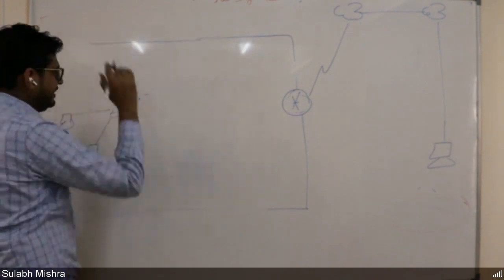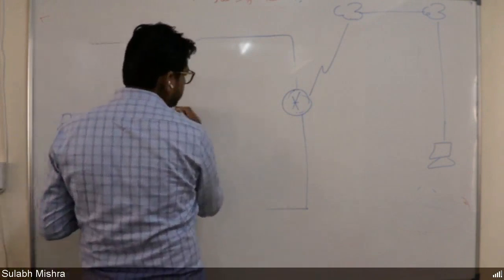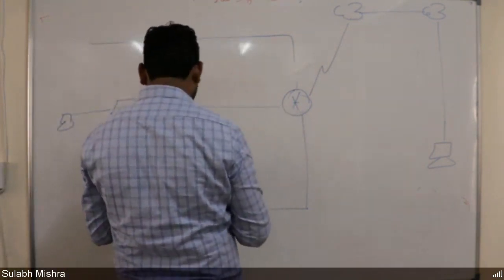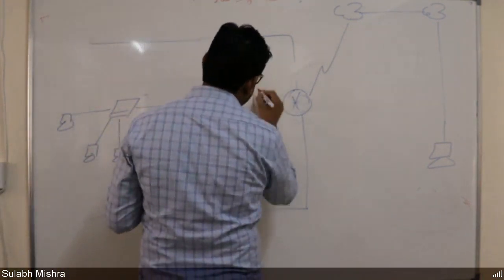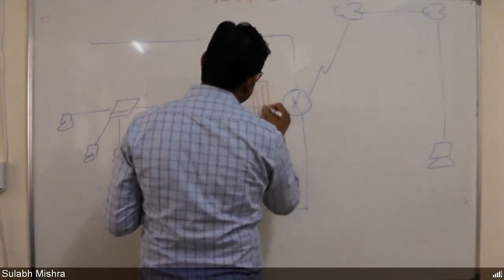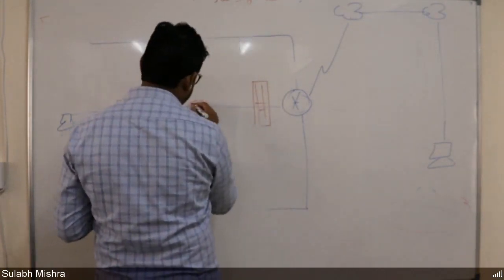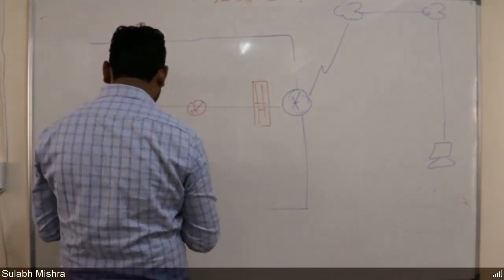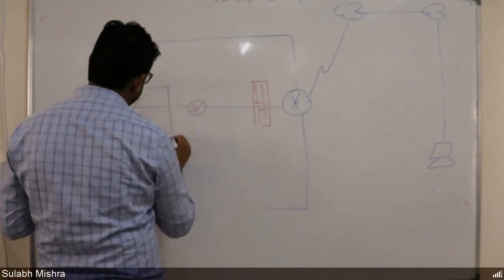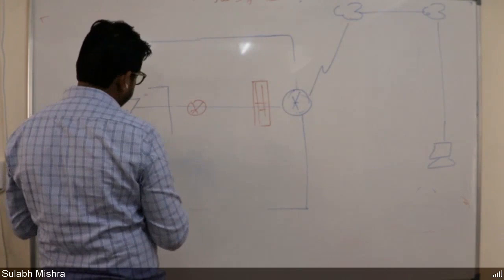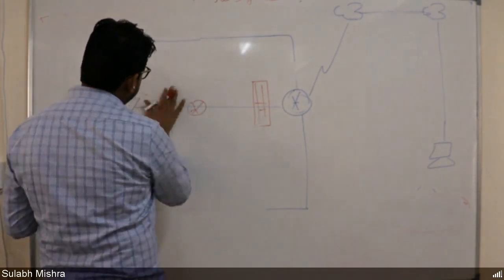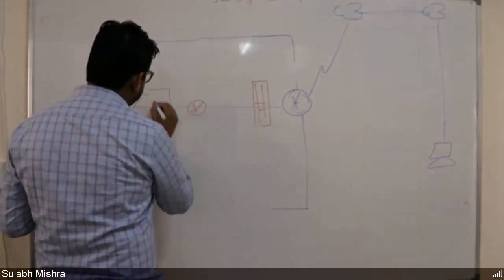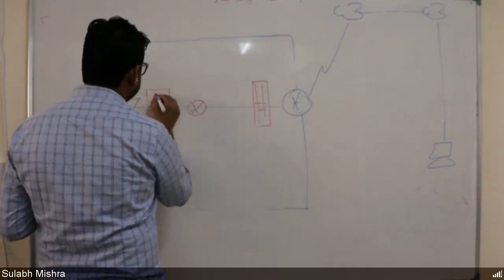Now I removed the PCI. I remove this PCI. So I may have this firewall. I may have this router again here, and again I may have this firewall. This firewall should be red. Firewall should be like fire. Yes or no?